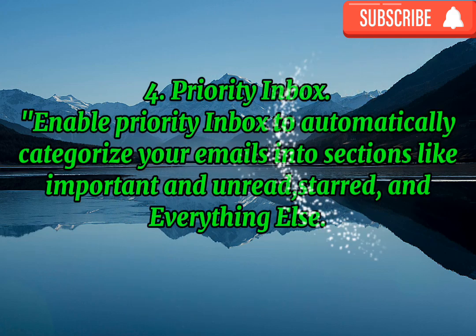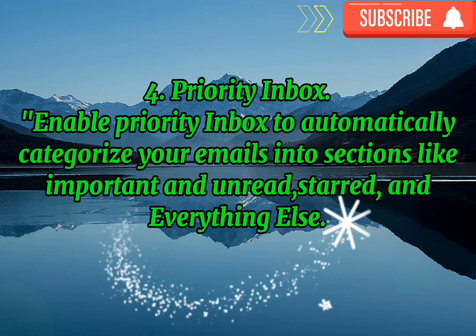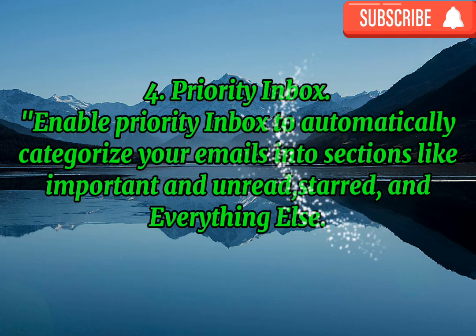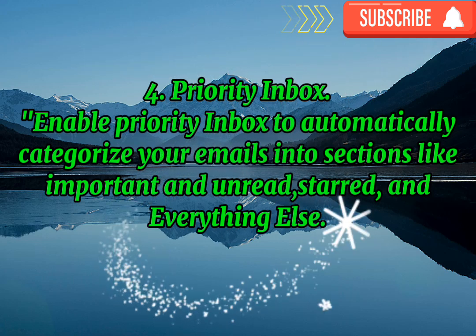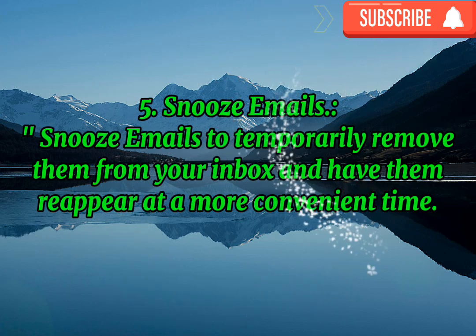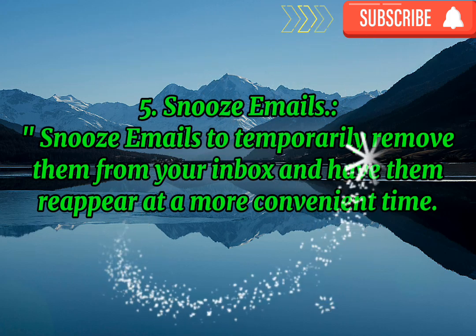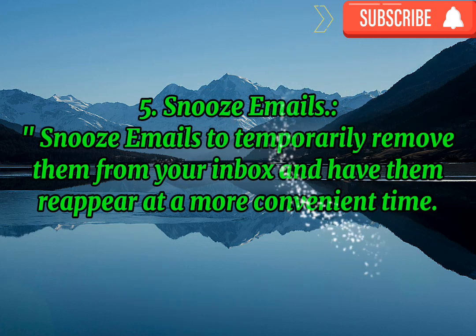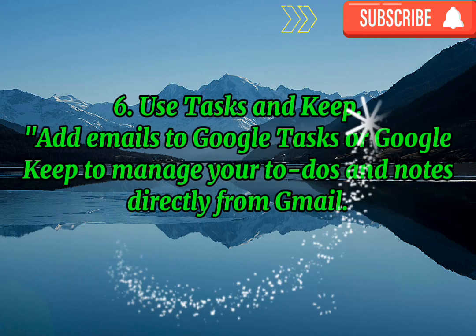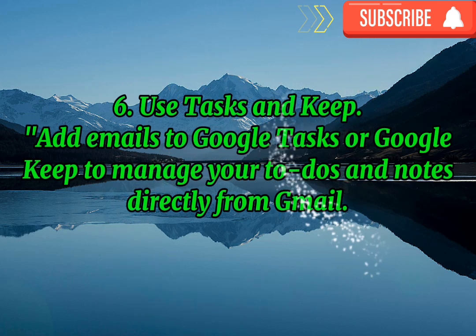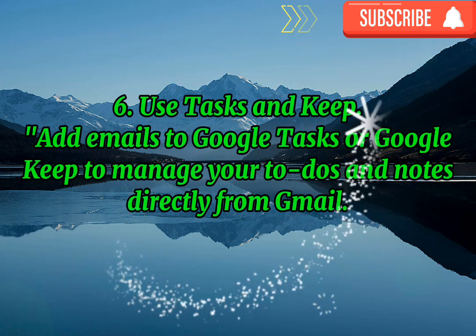4. Priority inbox. Enable priority inbox to automatically categorize your emails into sections like important and unread, starred, and everything else. 5. Snooze emails. Snooze emails to temporarily remove them from your inbox and have them reappear at a more convenient time. 6. Use Tasks and Keep. Add emails to Google Tasks or Google Keep to manage your to-dos and notes directly from Gmail.